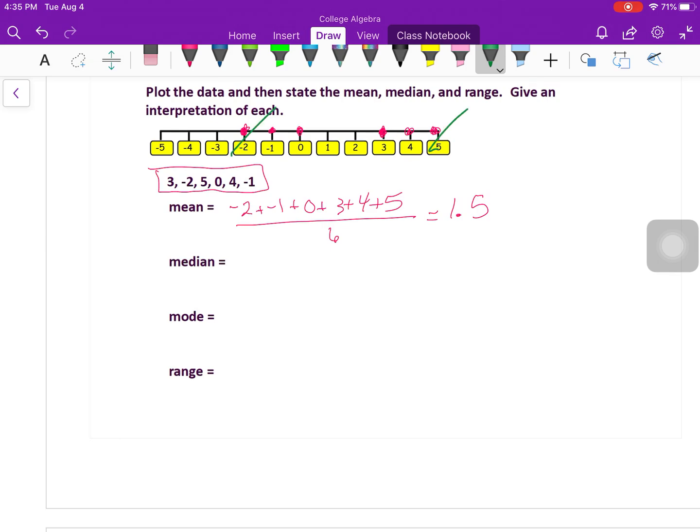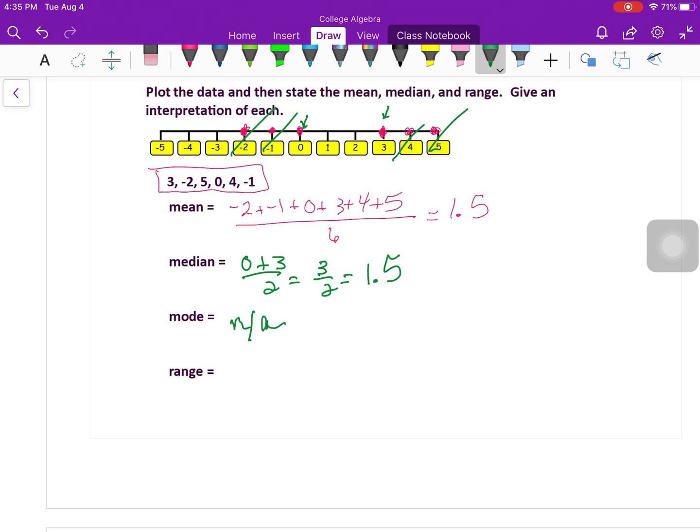The median would be the number in the middle. So I'm just going to start crossing off on the ends. This and this would be end and back end. Next would be the -1 and the 4. And then smack dab in the middle, I have both of these numbers, 0 and 3. So I must average the two. So it would be 0 plus 3 divided by 2 is 3 halves, which also is 1.5.